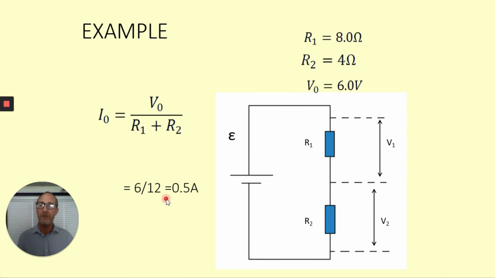Next one. Now, sometimes you might be asked to find the current in this circuit. And again, it's just like you would do it in a normal Ohm's law circuit. So we've got a total VO in this case here, which is 6, divided by the total current of 0.5 amps.